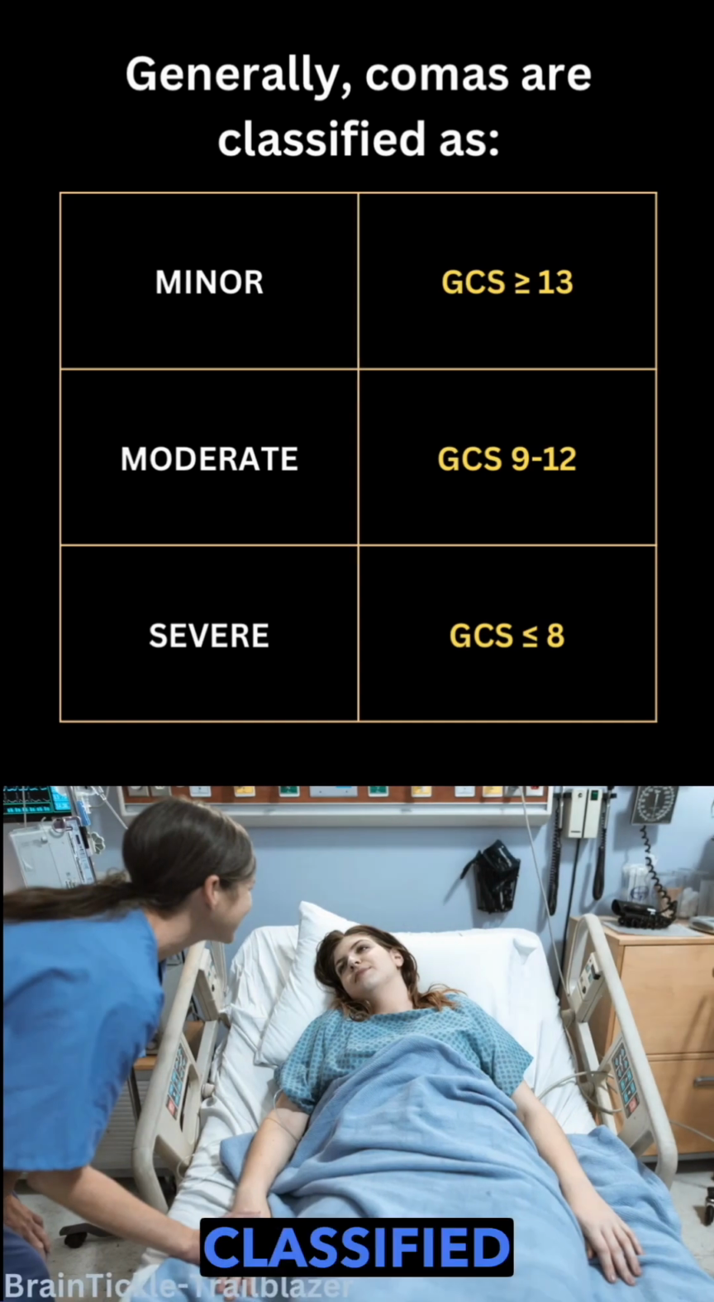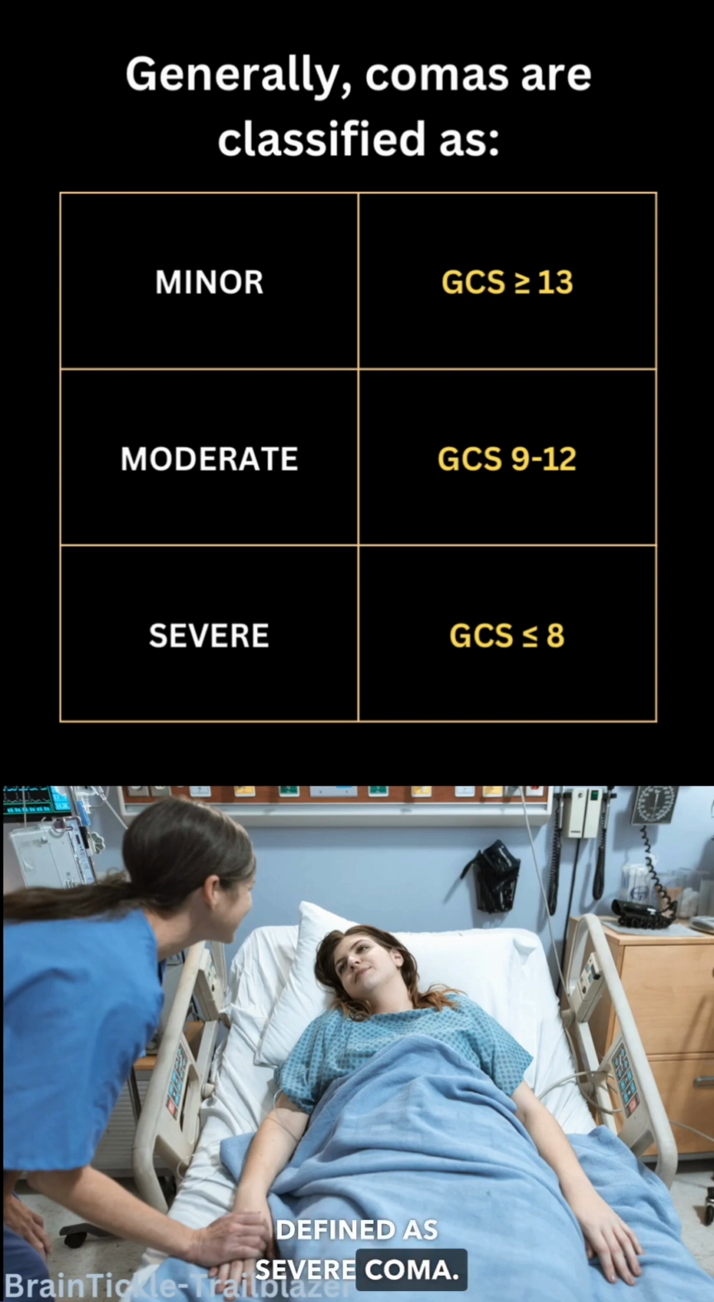Generally, comas are classified as minor, moderate, and severe based on the GCS of the patient. If a patient has GCS of 13 or more, it is classified as minor coma, a GCS of 9 to 12 as moderate, and a GCS of less than or equal to 8 is defined as severe coma.